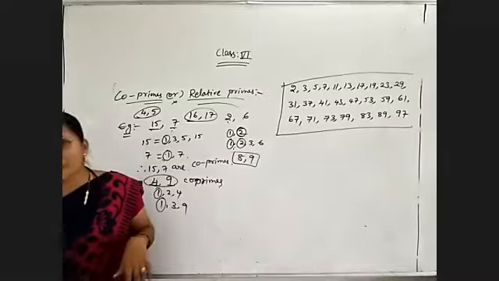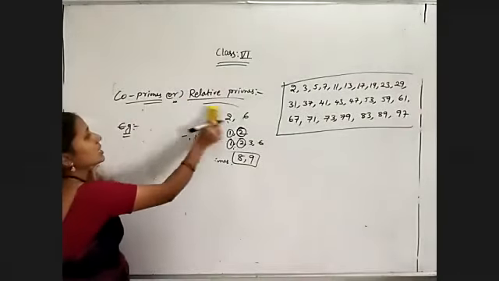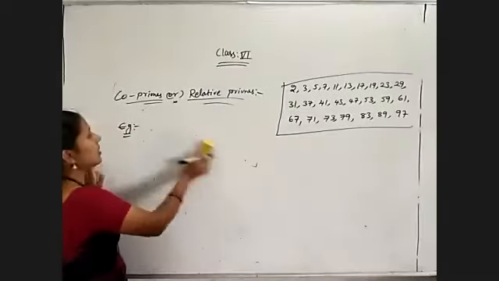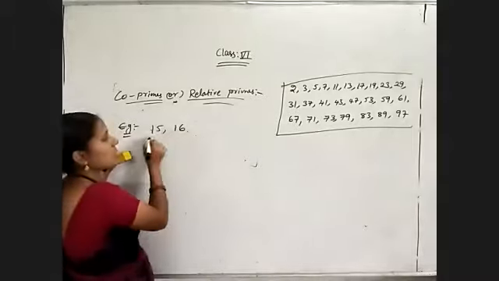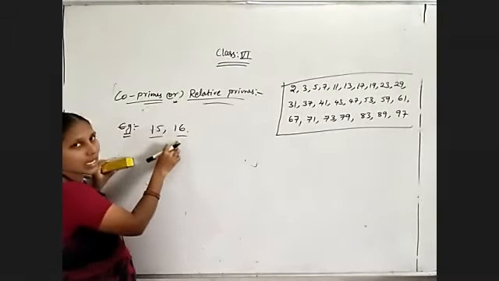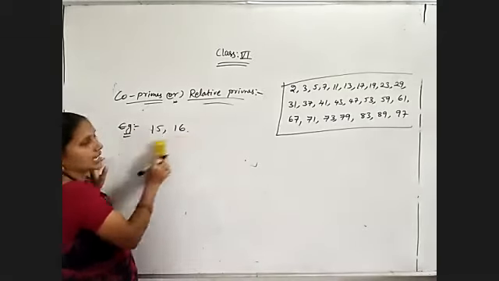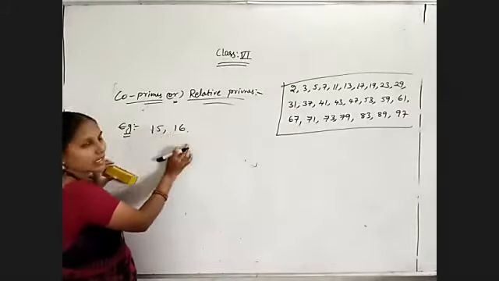In another method also, we can simplify whether those are co-primes or not. So let's take one of the numbers, 15 and 16. As I told you, because these two are consecutive numbers, compulsorily they are co-primes. Without doing anything, I can say. Now, observe the factors of 15 and factors of 16.